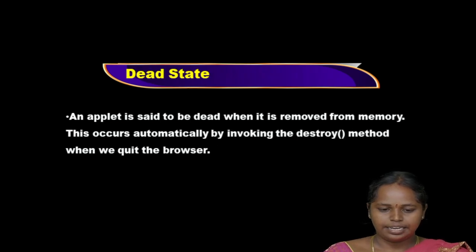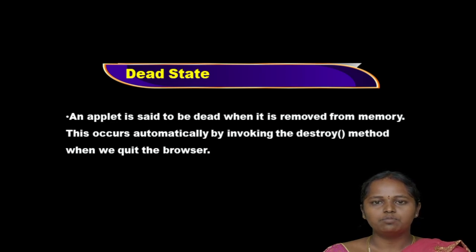And then the dead state. An applet is said to be dead when it is removed from memory. This occurs automatically by invoking the destroy method when we quit the browser. So we can use the destroy method in the dead state, for example, public void destroy. Within the method you can write your code.